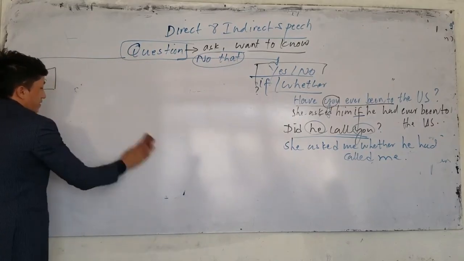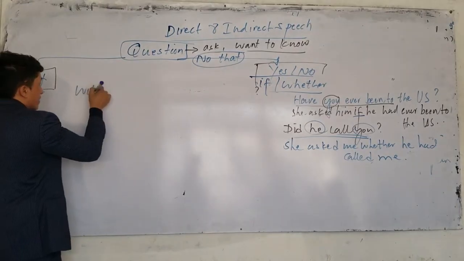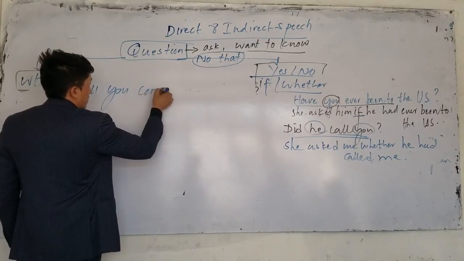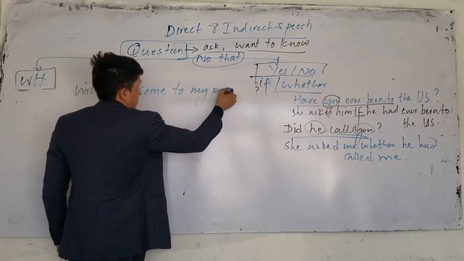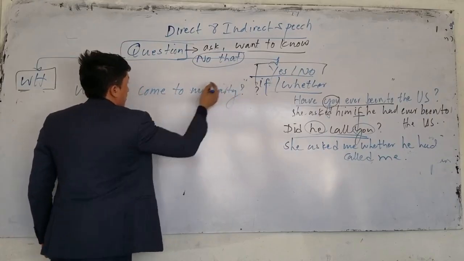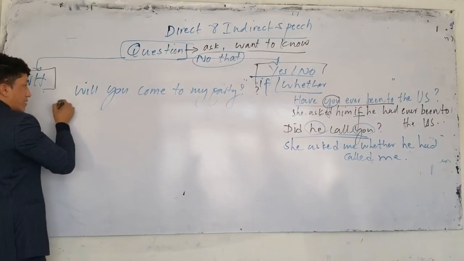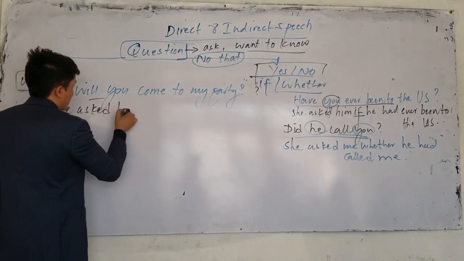If I have another yes no question, if I have a sentence like this, look. Will you come, for example, will you come to my party? Change it now. Will you come to my party? How can I change it to indirect speech? So we can say he asked, very nice. He asked whom? He asked, for example, her.